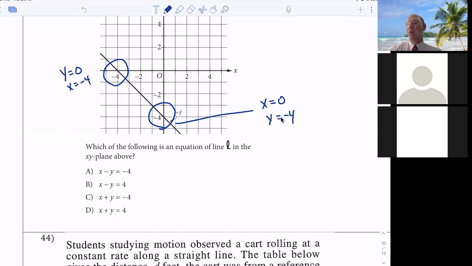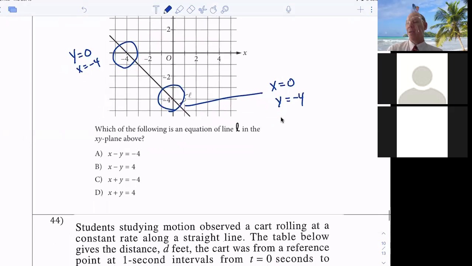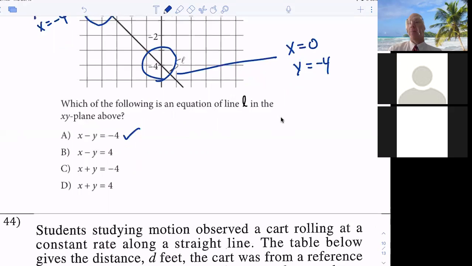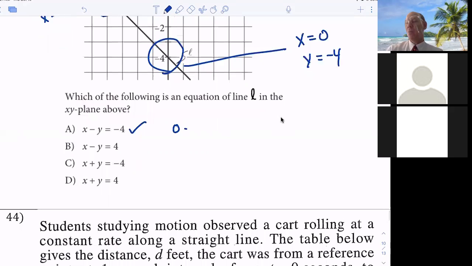So for letter A, if I let Y be 0, is X -4? Yes, so that's a good check. Now I'm going to check the other one. If X is 0, is Y -4? No, come on, good job. So I'm going to show you again. 0 minus -4, does that equal -4? No, so A is not the right answer.